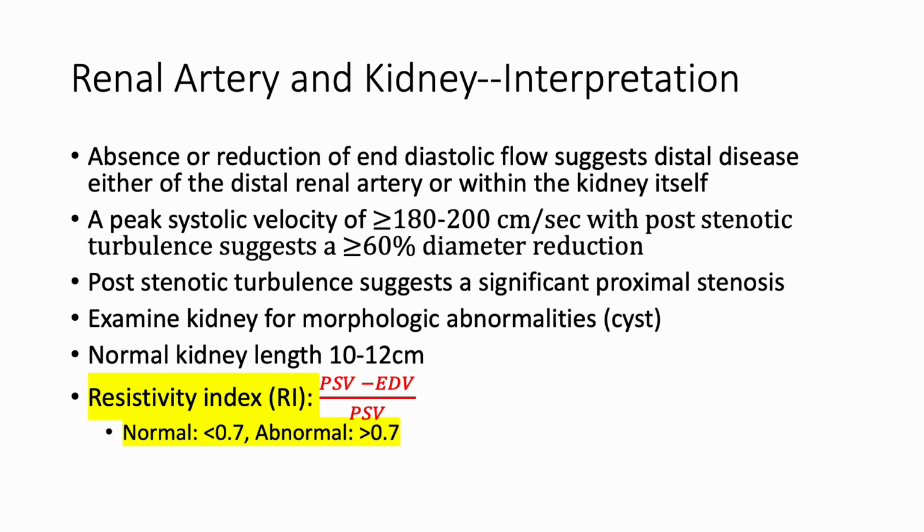If you have the absence or reduction of end-diastolic flow for a renal artery, that's going to suggest a distal disease, either in the distal renal artery or within the kidney itself. So if you are scanning a renal prox or mid renal artery and you have zero end-diastolic flow, if it presents high resistance, that's abnormal and telling you distally, somewhere between where you are and the kidney, there's a problem.